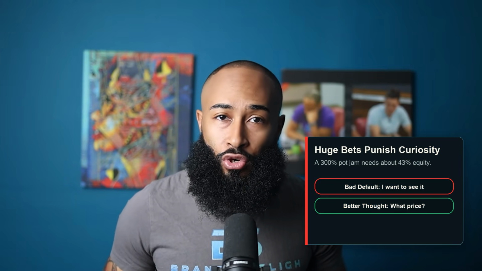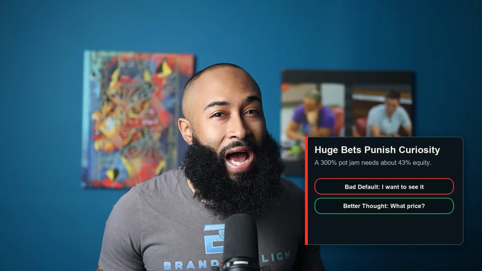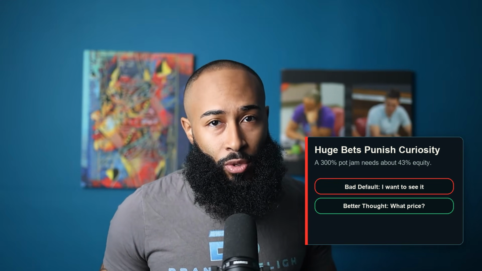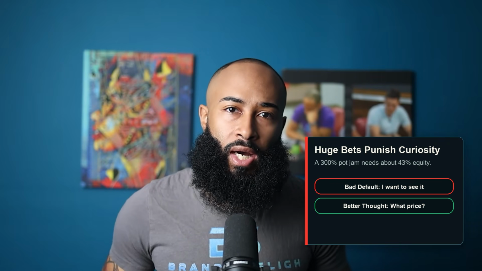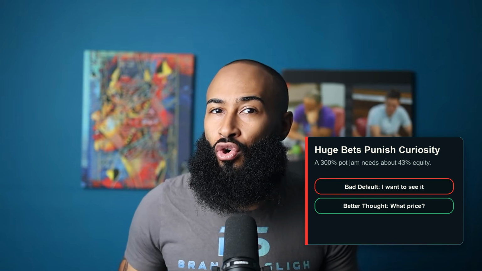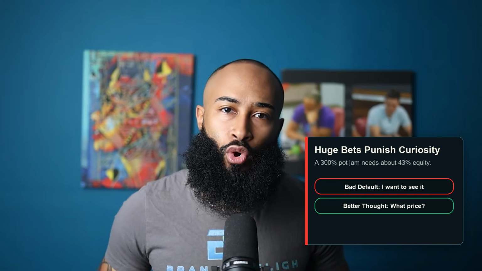This is why those random huge all-ins at your poker tables should spark curiosity. When someone jams 3 times the pot, they are mathematically giving you a horrible price. One pair is not going to cut it most of the time. You need an extremely strong hand to consider putting more money in.